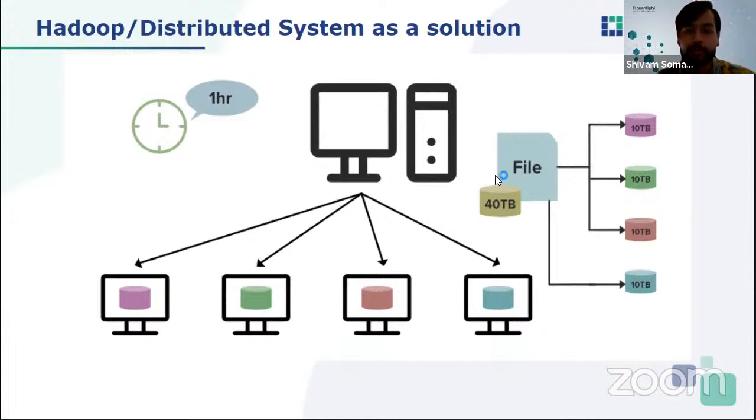So let's say this is a file of around 40 terabytes of data, and that is distributed among 4 nodes in the distributed system. So this is how a distributed system works. The files are stored, your data is stored, across a number of nodes. We call them nodes. Each one is a compute device, each one is a storage device.